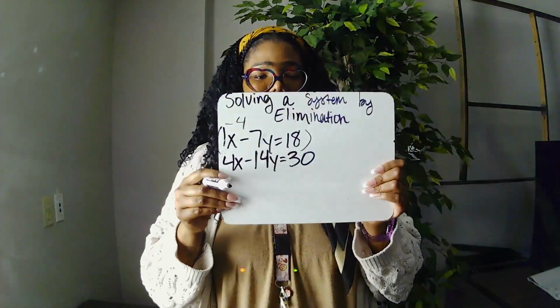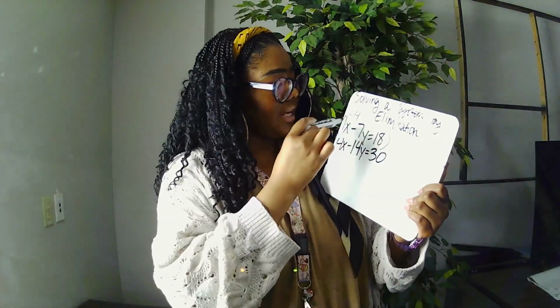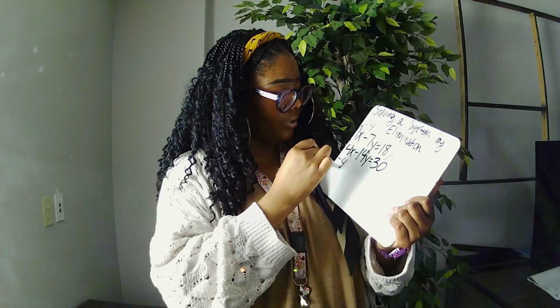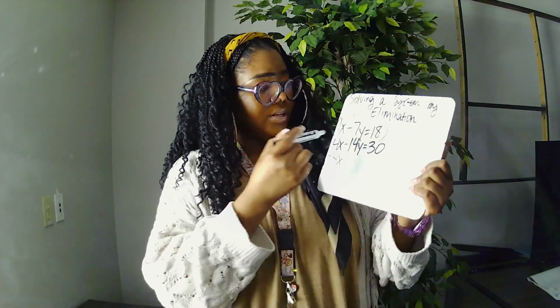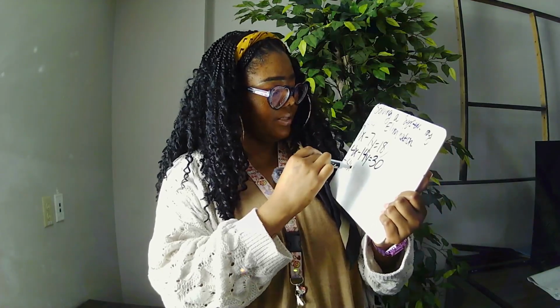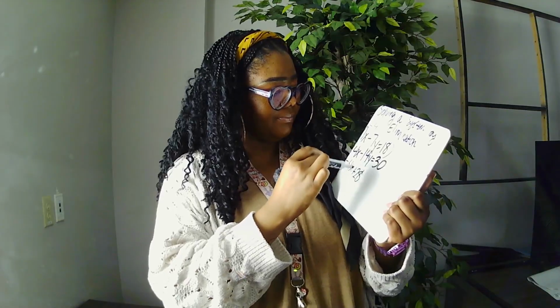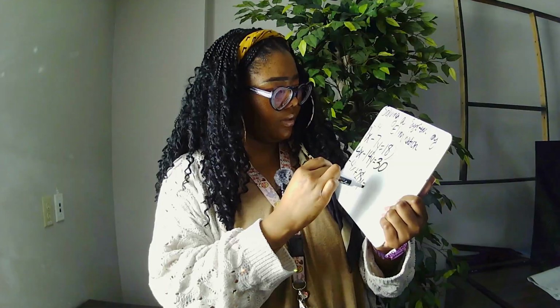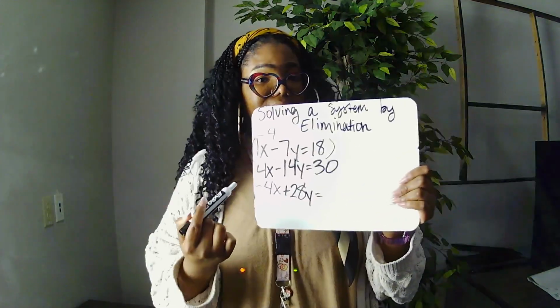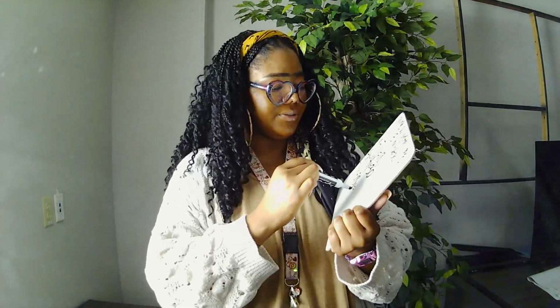So I will now begin multiplying. So 1 times negative 4 is negative 4. Negative 4 times negative 7 is positive 28. 18 times negative 4 is negative 72.